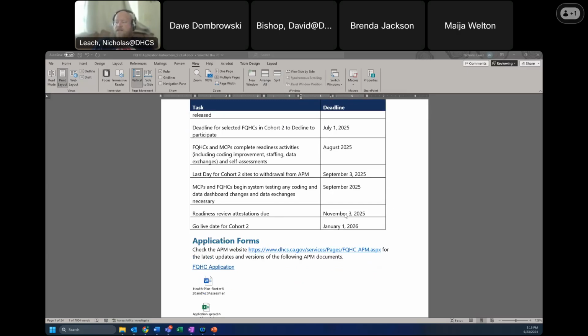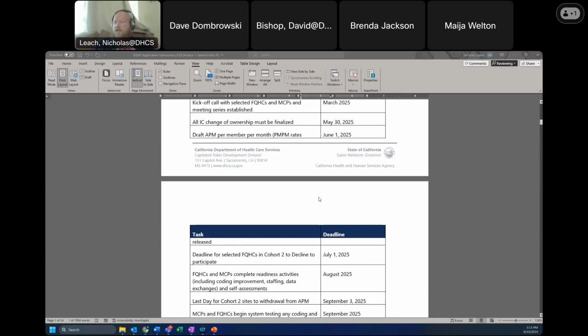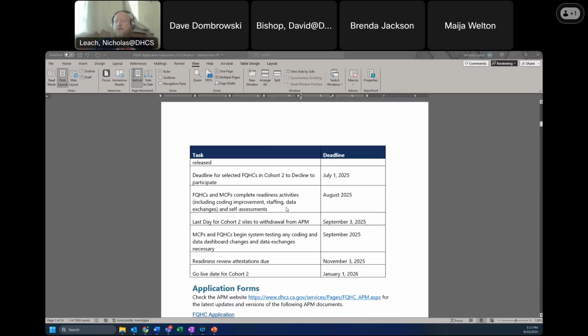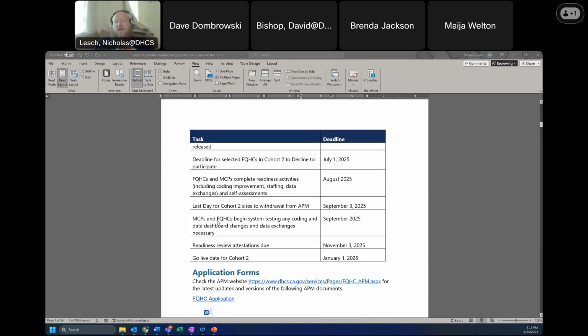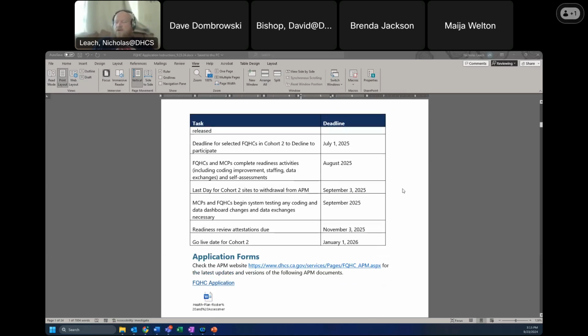One thing we don't have listed but would be in this November range would be the final per member per month rates. As you can see up here, June 1st is releasing the draft rates. There could be some slight actuarial adjustments, but where the real big change would be the MEI release in October, which would allow us to finalize the rates that were being developed for the program. So that would be sometime end of October, early November.